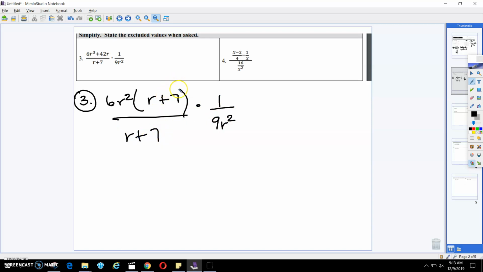As we notice, we're going to have things that cancel out. So these two things will cancel out. Well, we know that there's going to be a hole at r equals negative 7 because we know that holes come from anything that we cancel out. Okay, over here, we're also going to cancel out this r squared, right? And that means that we're also going to have a hole at r equals 0.